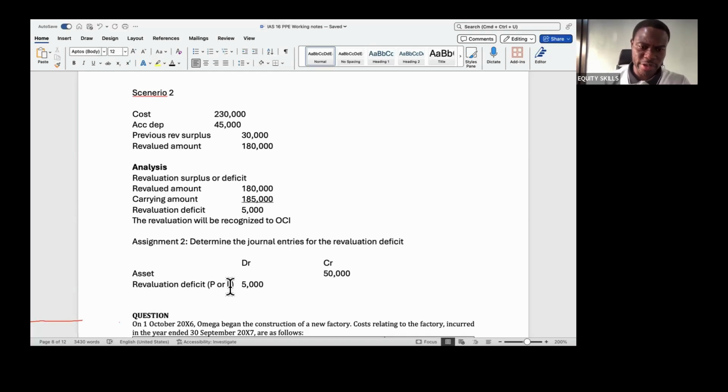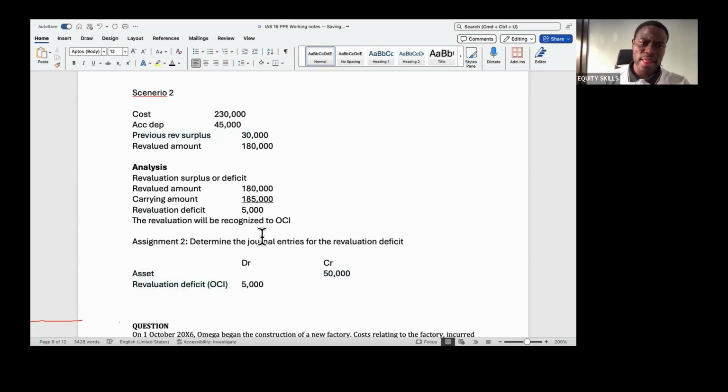Is it POL or OCI? It will go to OCI since there was a previous surplus, the same asset. So this deficit has to go to OCI first. I debit it. So my account is not balanced. I mean, debits, credits, they're not balancing out. And that's because this accumulated depreciation needs to be cancelled out. So accumulated depreciation, you debit it to cancel it out, then we have a balanced account.